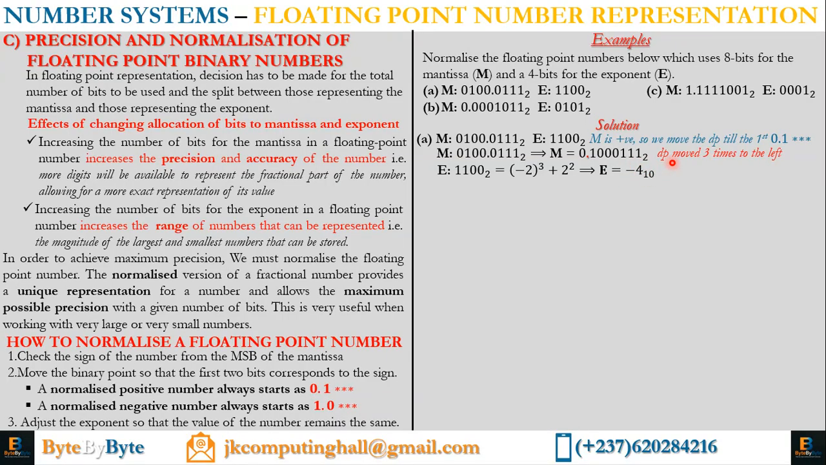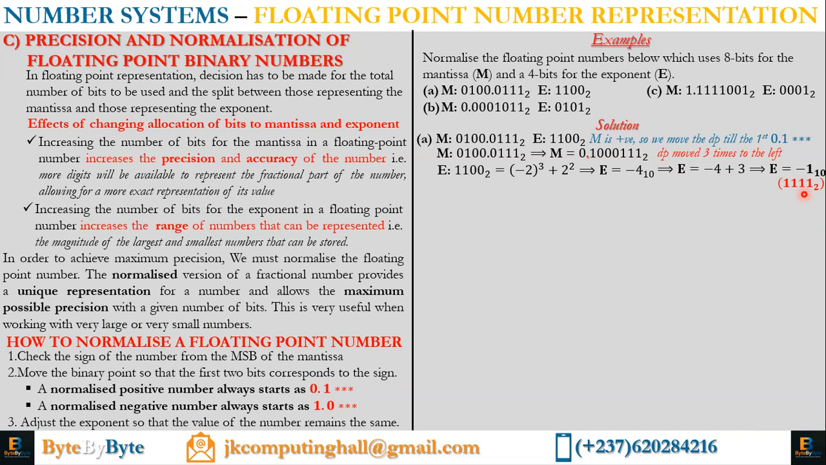And now our decimal point moved 3 times to the left. So what happens? The exponent becomes negative 4 plus 3, which is negative 1. Remember that moving to the left means the exponent increases by the number of times moved, and if you are moving to the right, it decreases by the number of times it moved. So now when we add 3 to negative 4, we get an exponent of negative 1.